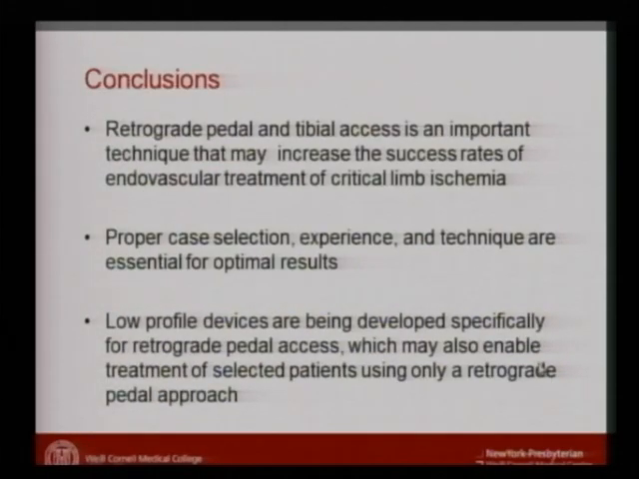To conclude, certainly these retrograde pedal and tibial access techniques appear to be important, and they may increase the success rates of our endovascular treatment for critical limb ischemia. Proper case selection, experience, and technique are really essential for optimal results, but after getting some experience doing this, you can achieve excellent results with this. Low-profile devices are currently being developed specifically for these retrograde pedal access approaches, and this may ultimately enable treatment of selected patients only using this retrograde approach. Thank you very much.